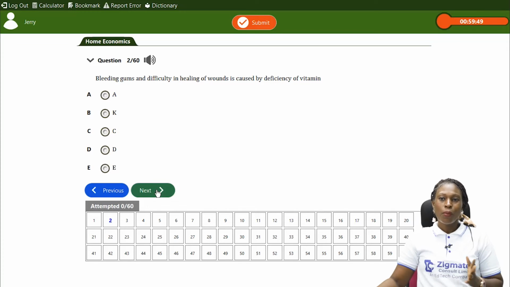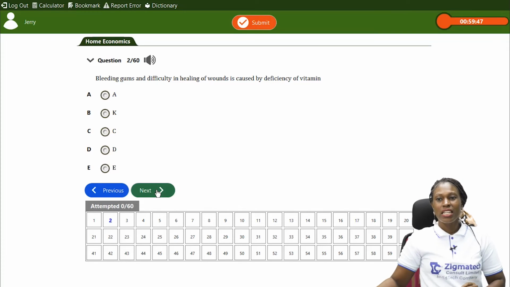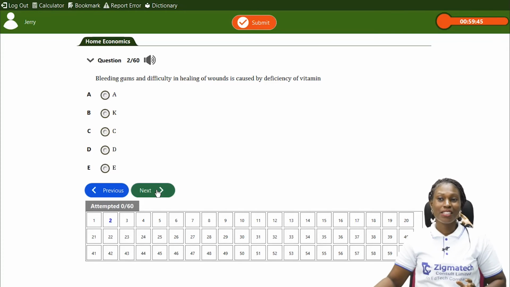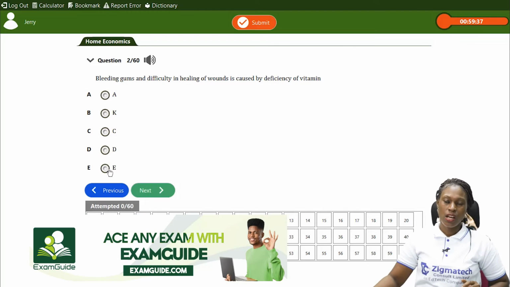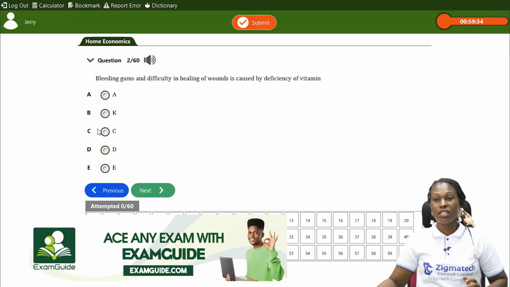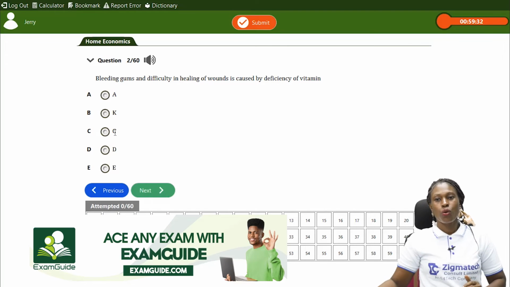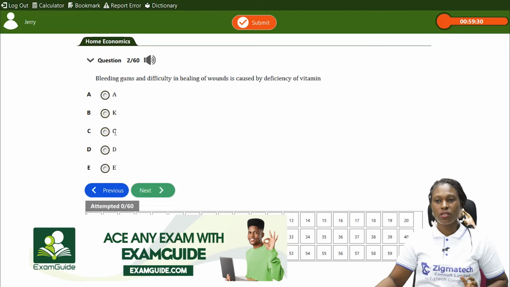Okay, bleeding gums and difficulty in healing of wounds is caused by deficiency of vitamin. We have vitamin A, vitamin K, vitamin C, vitamin D, and vitamin E. So the right answer for that question is vitamin C. So when you have bleeding gums, it's because there's a lack of vitamin C.